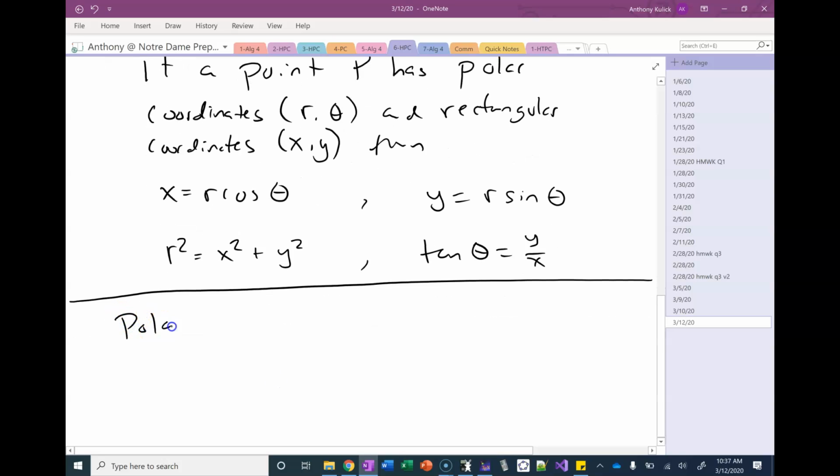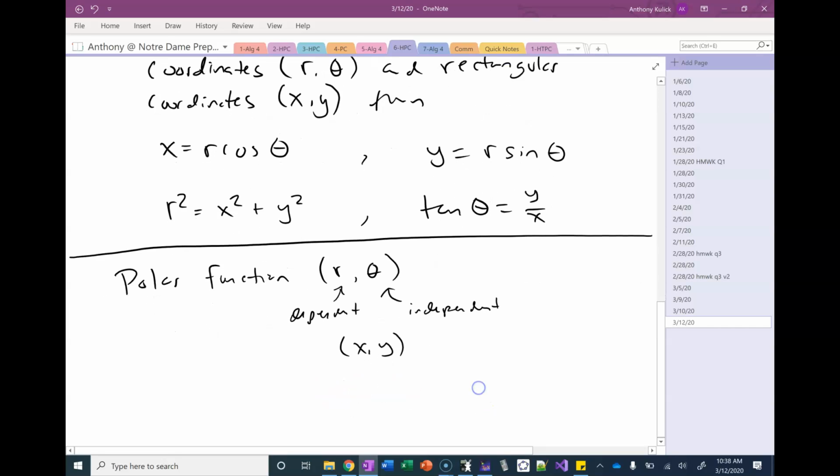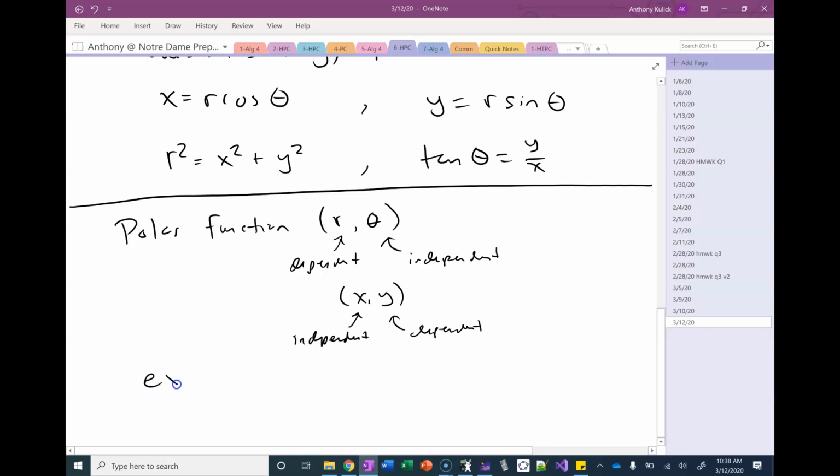So a polar function is going to describe some points r comma theta, right? Now, in this case, we think of the r as our dependent variable and the theta as the independent variable. This is slightly different than the Cartesian form, where the x is typically the independent variable and the y is the dependent variable. So just keep that in mind. Our general form for a polar function usually starts r equals and then some expression in terms of theta. Everybody okay with that idea?